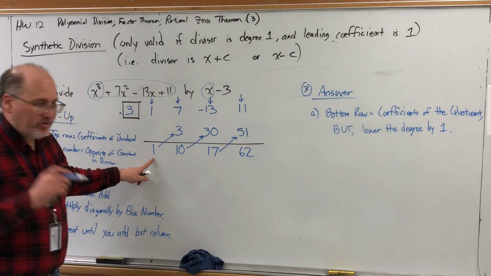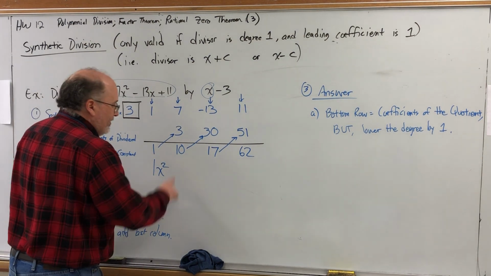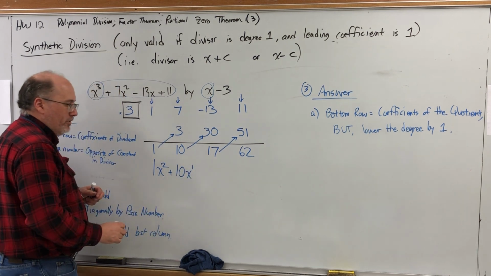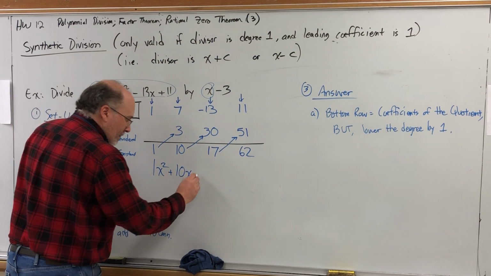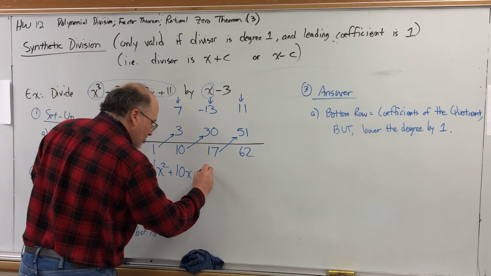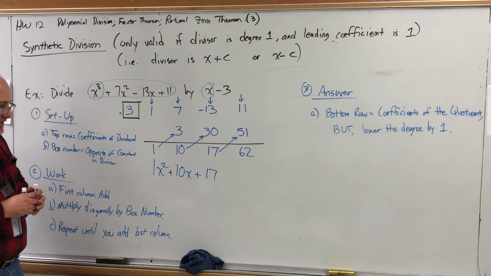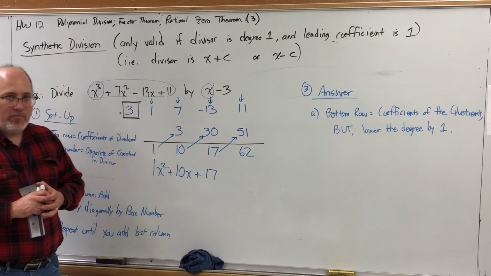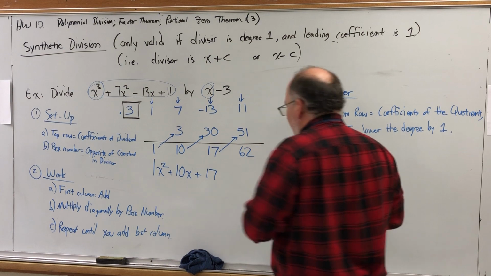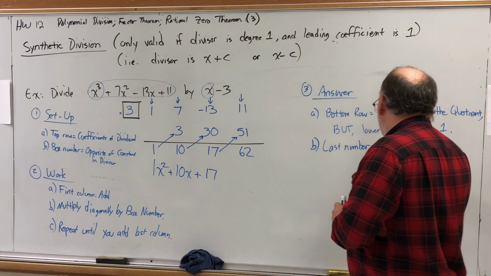So this 1 represents 1x to the second power. This 10, which is positive, represents 10x to the first power. Don't really need that 1. And then the next number, well, 2 x's, 1 x, no x, is the constant. And what should happen is you should run out of x's right before you get to the last number in the bottom row. That's because, part B of the answer, the last number is the remainder.